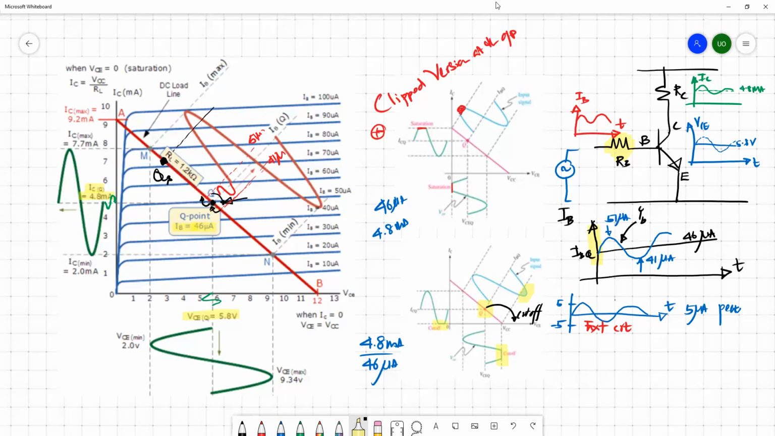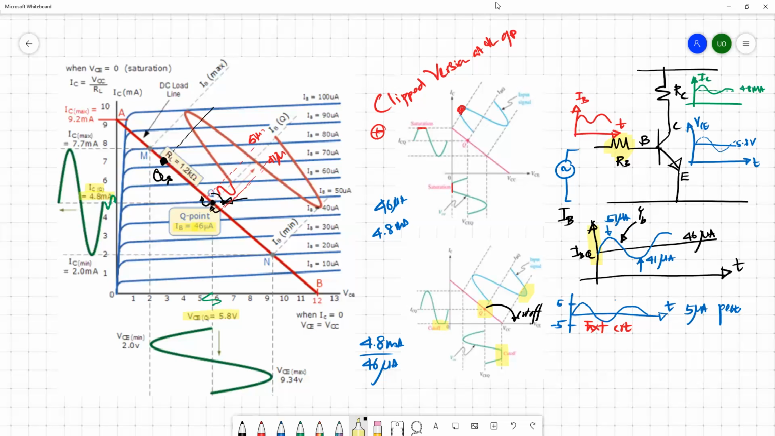So if you place your Q point close to the cutoff, with the input signal there may be a high probability of pushing that Q point to the cutoff during certain cycles or certain parts of the cycle. With that, we will end up with a distorted output, either the collector current or the collector emitter junction voltage.